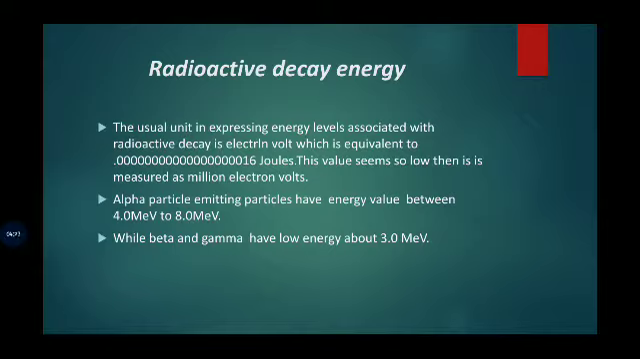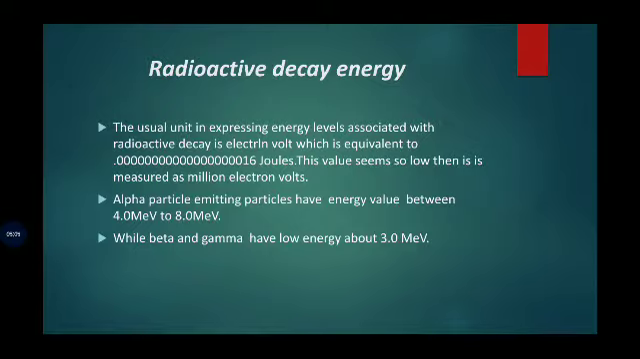The radioactive decay energy. The usual unit of expressing it is the electron volt, and that is very small, 1.6 times 10 raised to the power minus 19 joules. So generally the energy is measured in terms of million electron volts. The alpha particles have the highest energy and are the heaviest, with energy ranging from 4 to 8 million electron volts, while beta and gamma have a low decay energy of about 3 million electron volts.